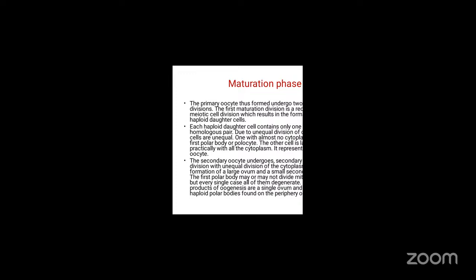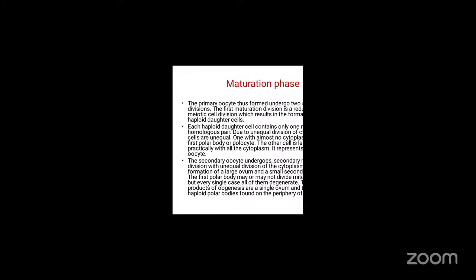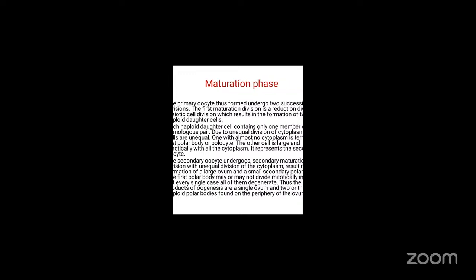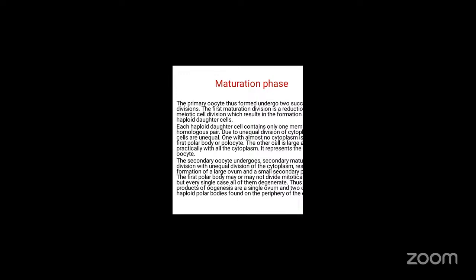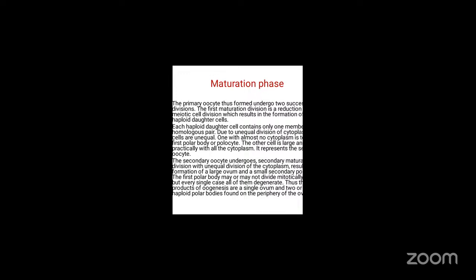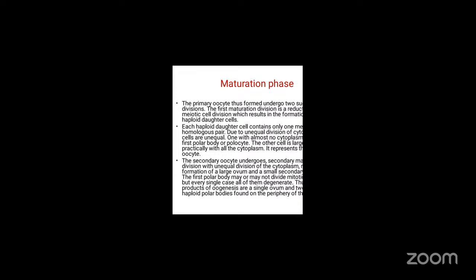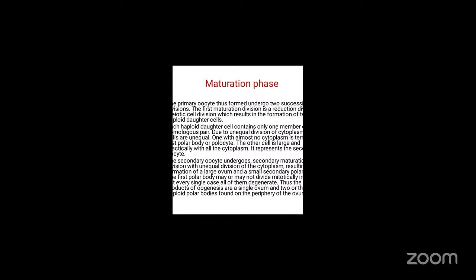Now the secondary oocyte will undergo the second maturation division, with unequal division of the cytoplasm, resulting in the formation of a large ovum and a small secondary polar body. I have already told you the primary oocyte undergoes two successive divisions. The first maturation division is a reductional division, which results in two haploid daughter cells. In the first case, we found the first polar body. In the second case, we find the second polar body.